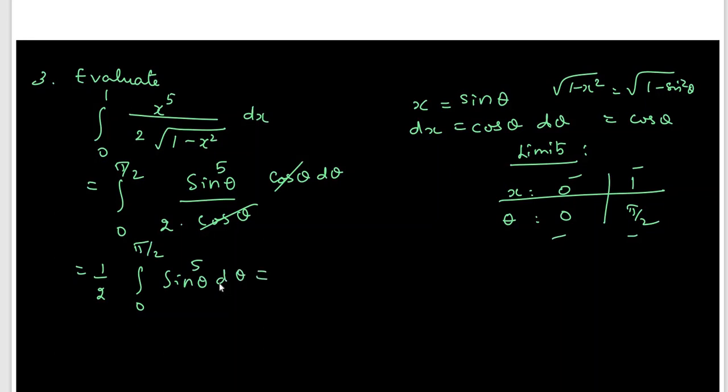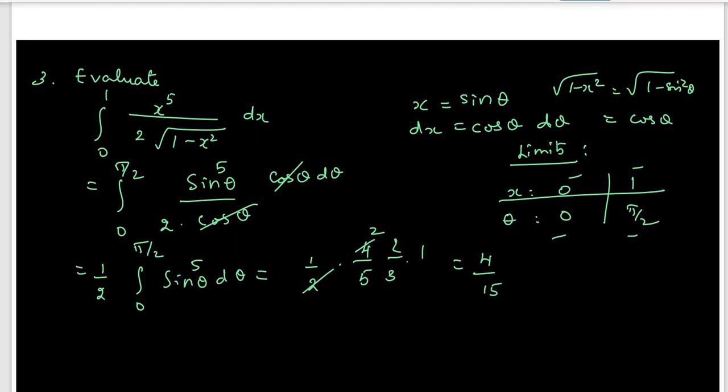Now for this, the reduction formula can be used. So half into 5, 4, 3, 2, 2 by 3 comes, so you have 1. You can cancel 1, 2, so that you will have 4 by 15. So in this case, we are making use of this trigonometric substitution, and then only we can make use of the reduction formula.